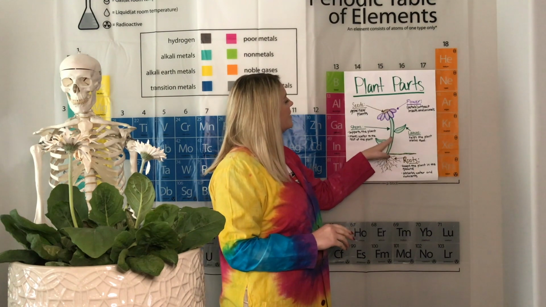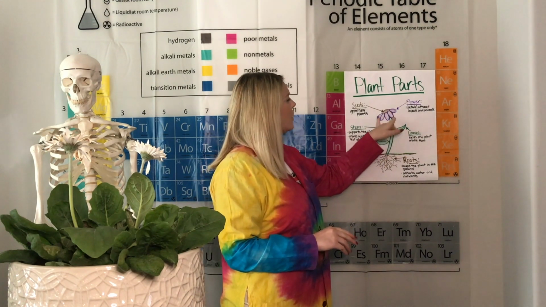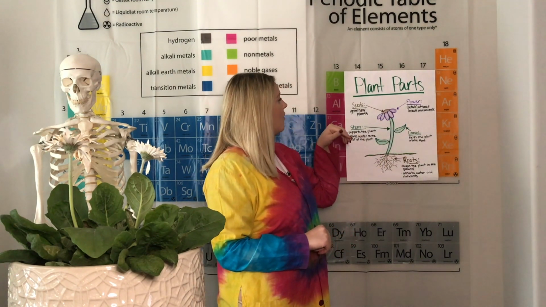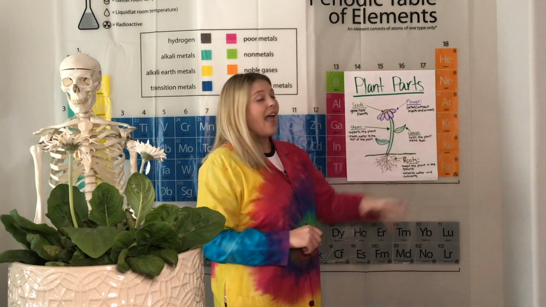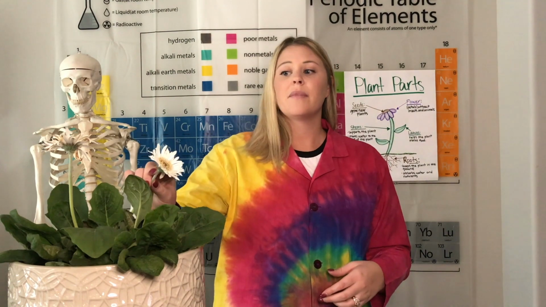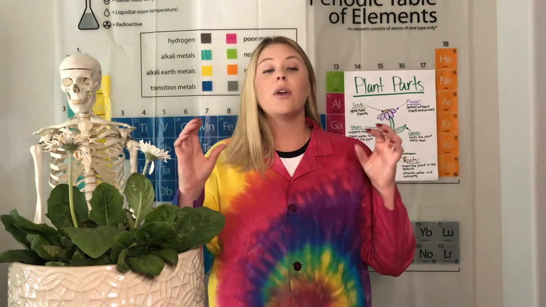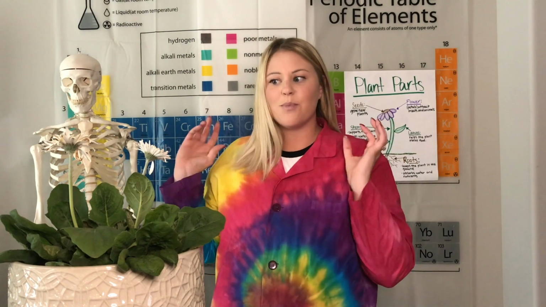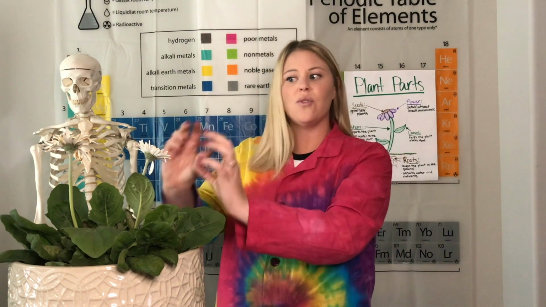Now going up the stem past the leaves, we have two parts left. We have the flower and the petals, just like my flower has white petals right here. And those petals are going to attract insects or animals. And attract means it just brings the insects or animals to the flower.